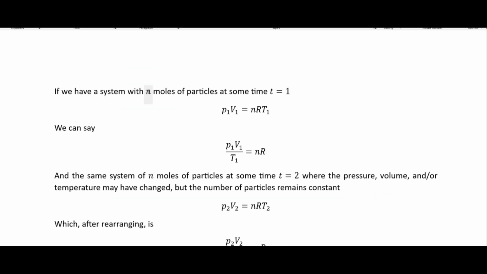If we have a system with n moles of particles at some time t equals 1, then we have P1, so that's the pressure at time 1, times V1, that's the volume at time 1, equals nR, and then that's times the temperature at time 1. And so we can say, after some rearranging, that P1 V1 over T1 will be equal to N times R. So remember, we're holding N constant, then R just is a gas constant. So we're saying that this is going to be equal to some constant, the number of particles times the R constant right there.